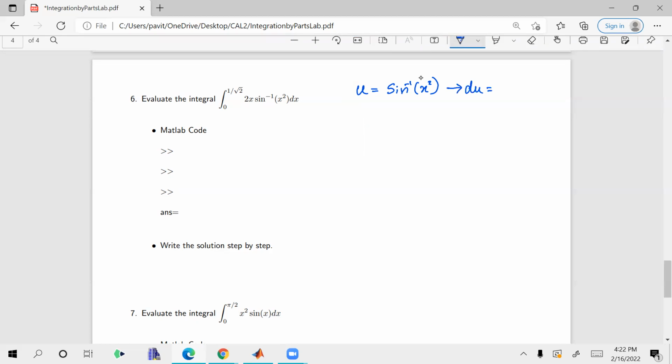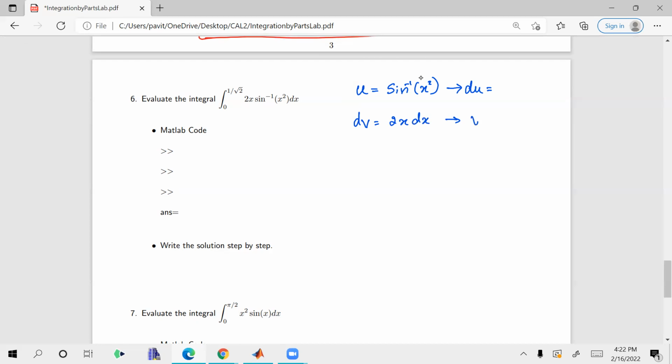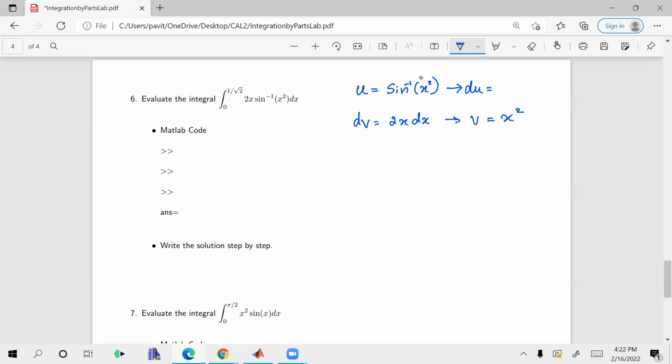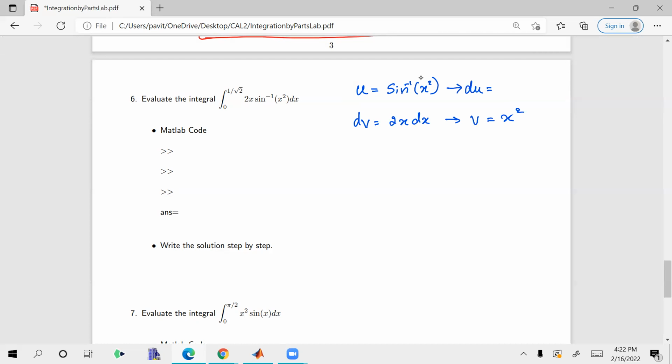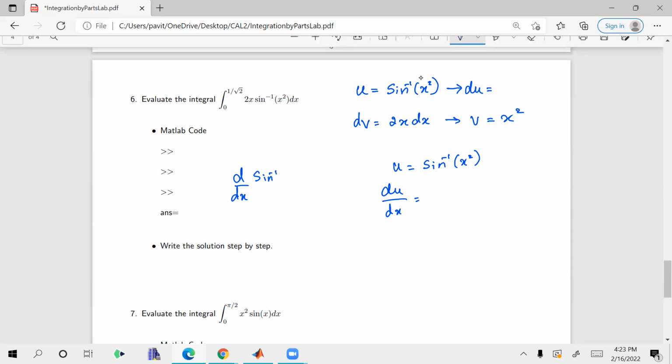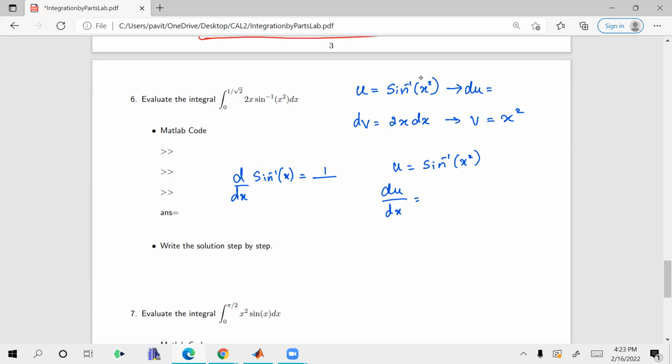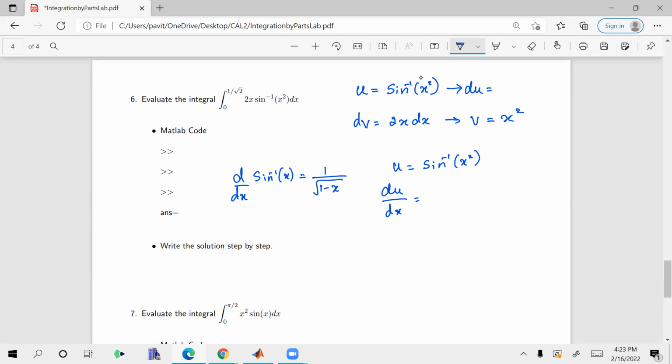So the derivative of this, I'll tell you in a short while. dv will be equal to 2x dx and v will be equal to x square, right? Integration of 2x is x square. Now, for the derivative of u, I'll write it here, sine inverse of x square. Remember, in d by dx of sine inverse of x, the standard formula is 1 divided by square root of 1 minus x square.